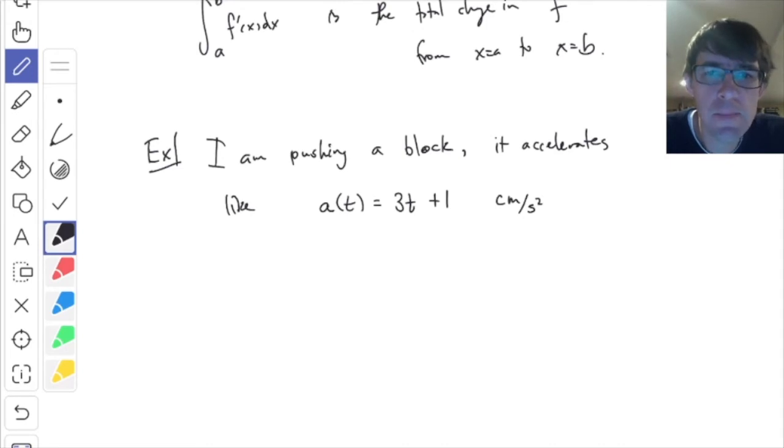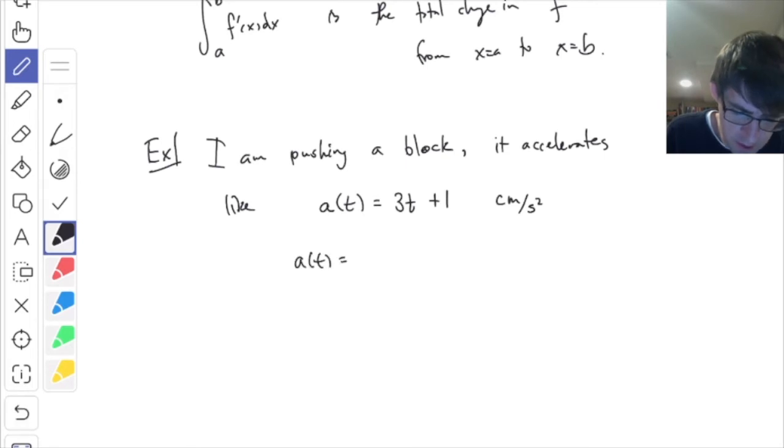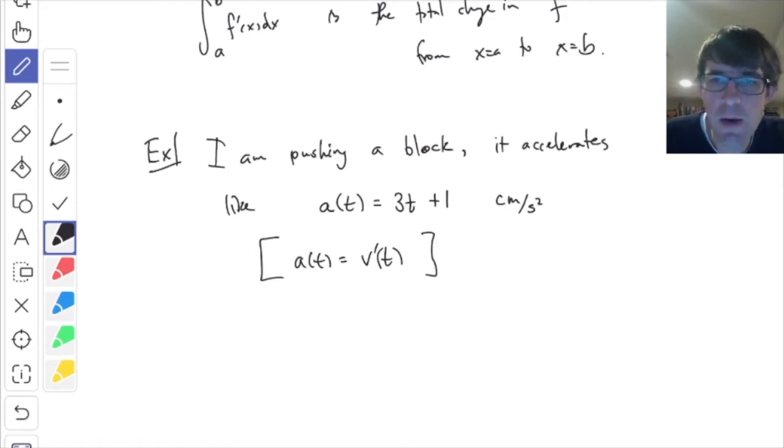It gains some velocity. That's what acceleration means. Okay, and this very simple function here means sort of at time 0, it's going to have an acceleration of 1 centimeters per second squared, and then the acceleration increases. All right. The only thing you need to know about from physics, and this is something that we have talked about in this class already, is that the acceleration is the derivative of velocity. All right, so I will just remind you of this fact. The acceleration tells you how quickly the velocity is changing. That's what acceleration means. So the acceleration is the derivative of the velocity.